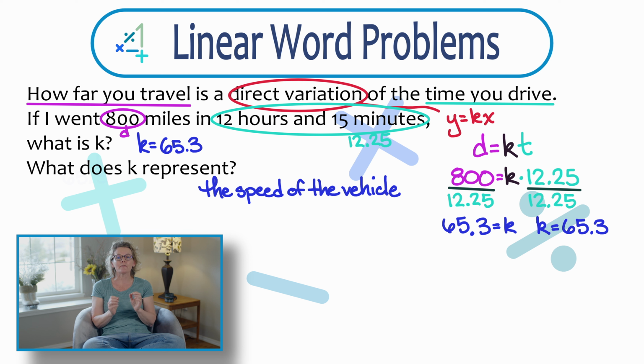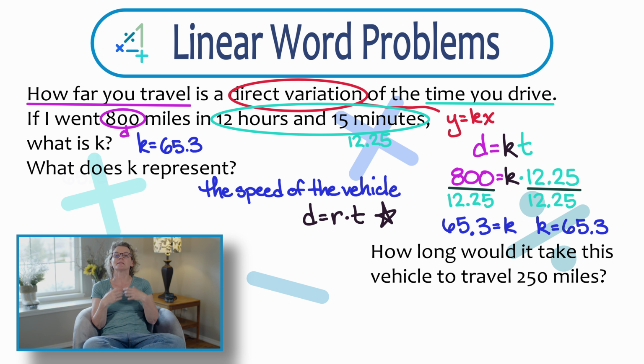There is an important formula that you must remember. Distance equals rate, or your speed, times time, which is a fine example of direct variation. They could take this a step further and now ask you how long would it take that same vehicle to travel 250 miles. Don't lose focus.